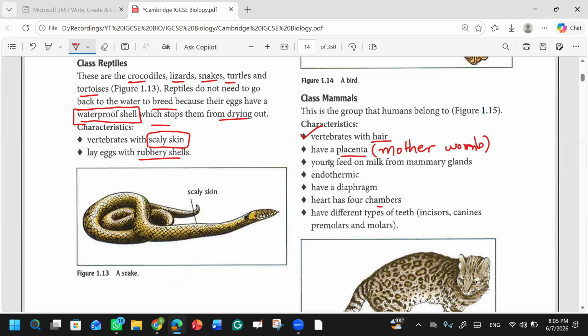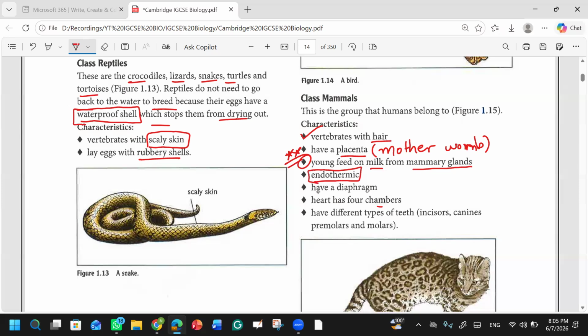This is the most important characteristic of the mammals, that the young feed on milk from the mammary glands. The babies, from their first month till 2 years or more, feed on their mother's milk, right? So this is the important thing about the mammals, that the young feed on the milk from the mammary glands. Clear? Yes.